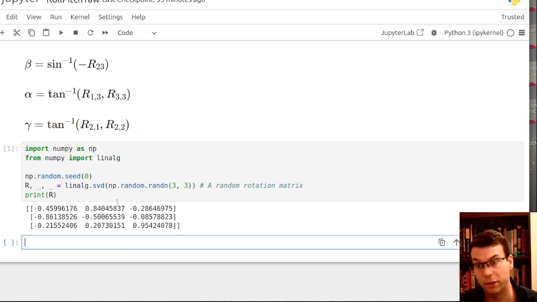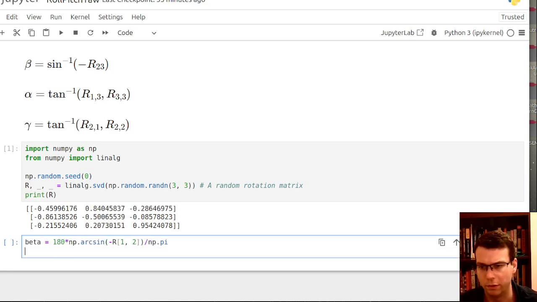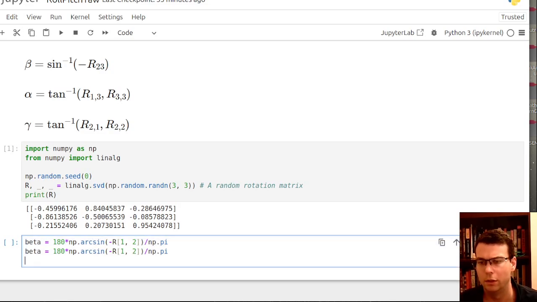Let's try these equations out on our little example here. So if I were to say beta is equal to arcsine, that's the method in NumPy, negative R, and I'm 0 indexed in my matrix, so instead of 2, 3, I'm going to say 1, 2, the second row, third column. And arcsine is going to return radians. My program expects degrees, so I'll convert that. Let me now do alpha.